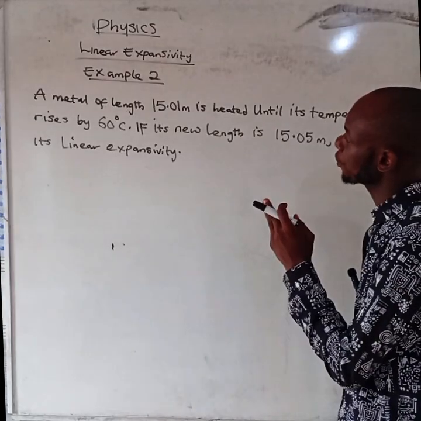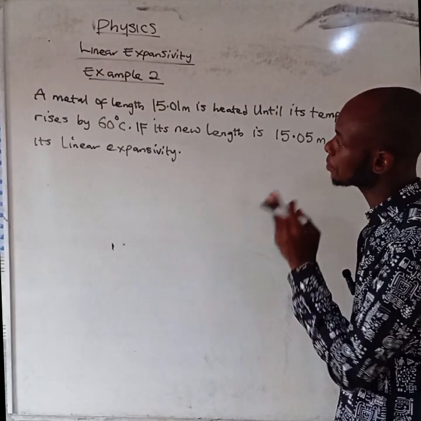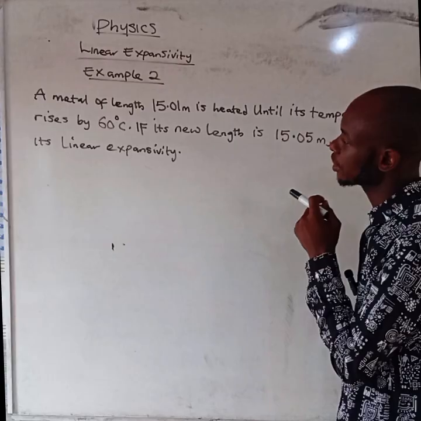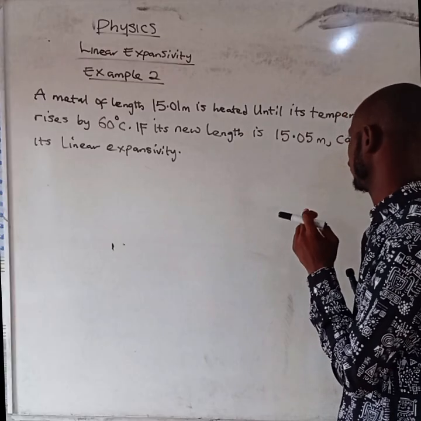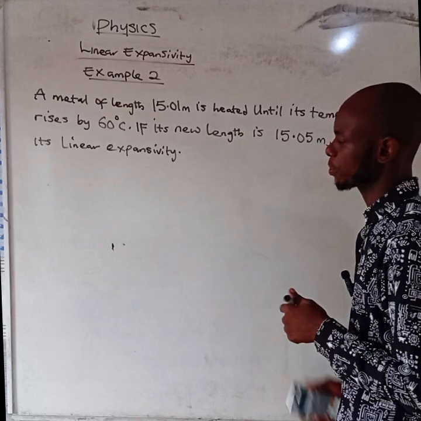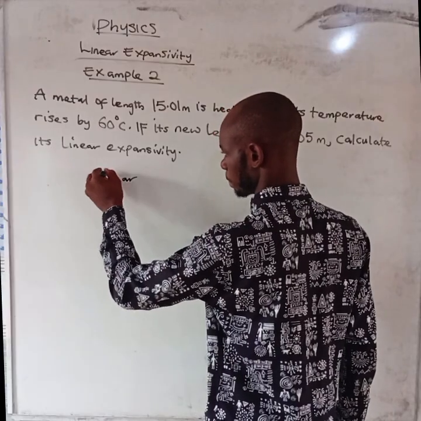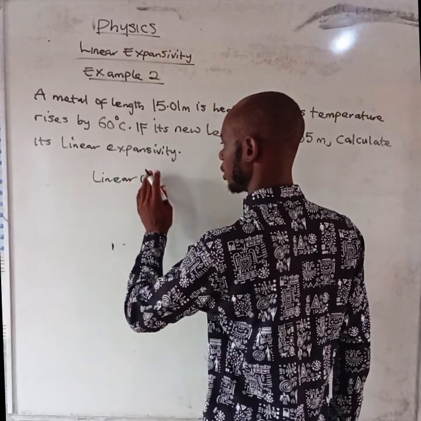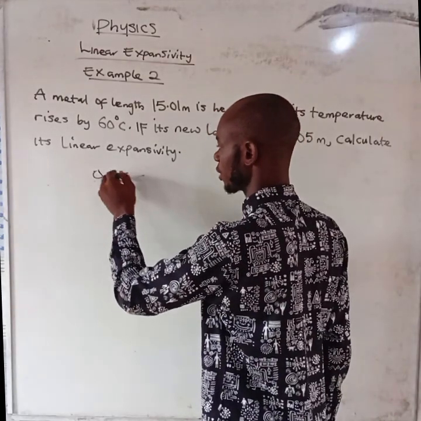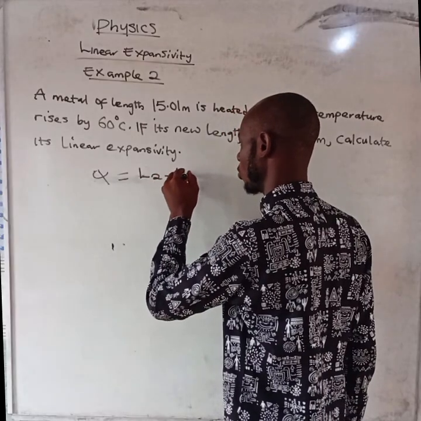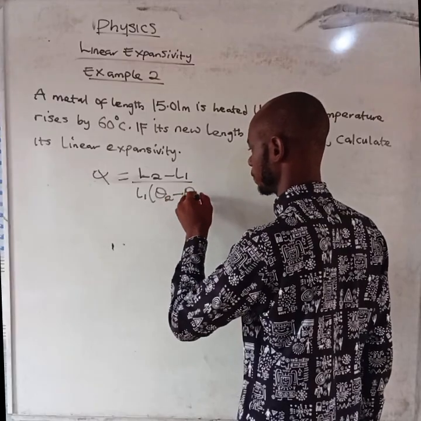Next question: a rod of length 15.01 meters is heated until its temperature rises by 60 degrees centigrade. If its new length is 15.05 meters, calculate its linear expansivity. We know that linear expansivity alpha is equal to L2 minus L1 all over L1 into theta 2 minus theta 1.